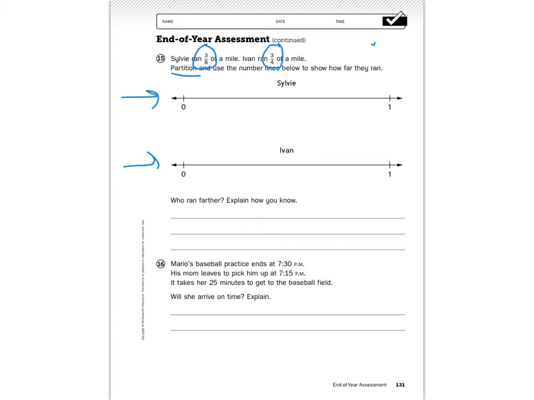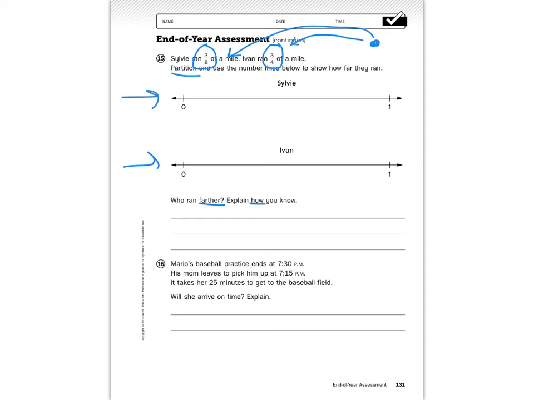And I would label by putting a dot at each of those fractions on the number line. Who ran farther? Explain how you know. So how do you know that one ran further than the other?